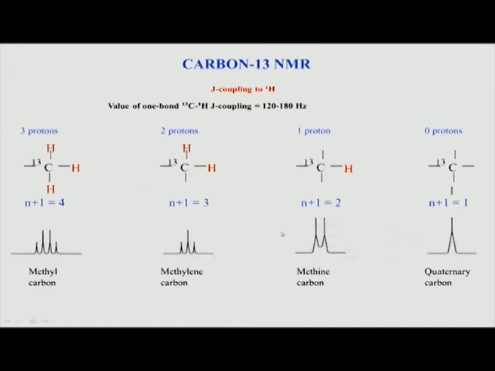Now, in a way coupling is very useful, because if I get a quartet I immediately know it is a methyl group, or if I get a triplet I can immediately say methylene. So, this coupling gives good information about the type of carbon. We use the word multiplicity. Multiplicity is the number of protons attached to a carbon. So, here the multiplicity is 3 for this carbon, multiplicity is 2, multiplicity is 1 and multiplicity is 0.